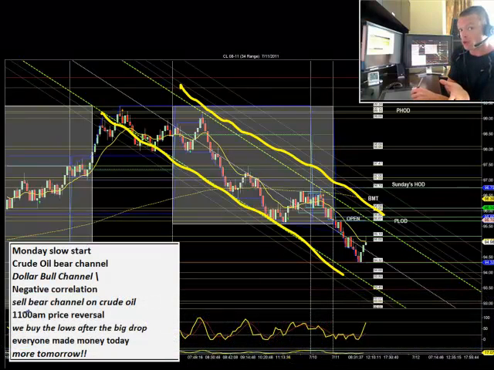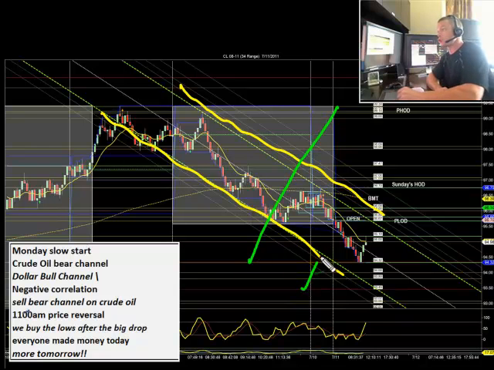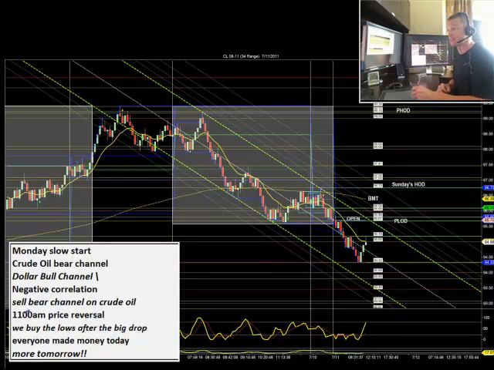And do you remember what happened to the dollar this morning? What was the dollar doing? The dollar was actually in the exact opposite direction, wasn't it? That's a pretty convenient negative correlation we had right off the bat today.